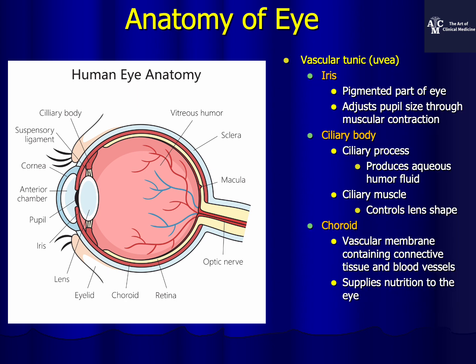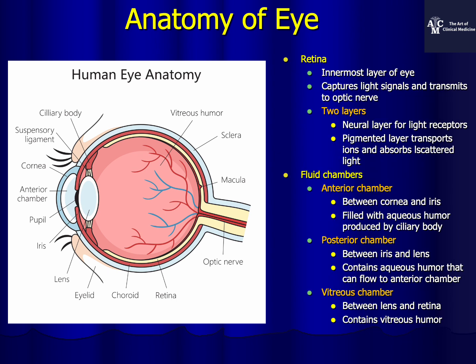Moving further along, the iris, which is part of the vascular part of the eye, is the pigmented or colored part of our eye, and this adjusts the pupil size through muscular contraction. There is then a ciliary body, which comprises two things: a ciliary process, which produces the aqueous humor fluid, and the ciliary muscle, which controls the lens shape. And then the choroid is a vascular membrane that connects connective tissue and blood cells, as shown here in red in this picture. This is what brings nutrition to the eye with the blood system, bringing nutrients directly into the different components.